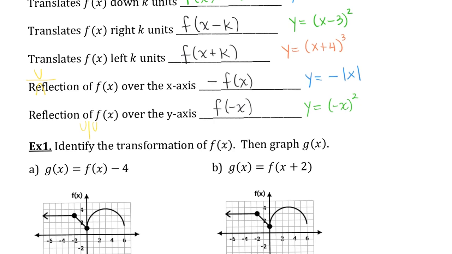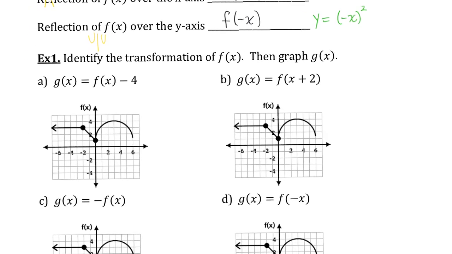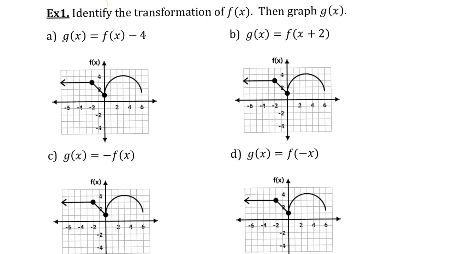Okay, for the first example, we're just going to look at it and identify the transformation of f of x so we get used to looking at it. Then we're going to regraph the function as well. Okay, this is g of x equals f of x minus 4. So I'm taking f of x and I'm moving it down 4. So the transformation is it goes down 4 or it translates down 4. Okay, now f of x is actually this graph right here. So I want to regraph this down 4. Depending on your visual skills, you would do this differently. I'm going to start with the easy points. I'm going to take this down 4. 1, 2, 3, 4.